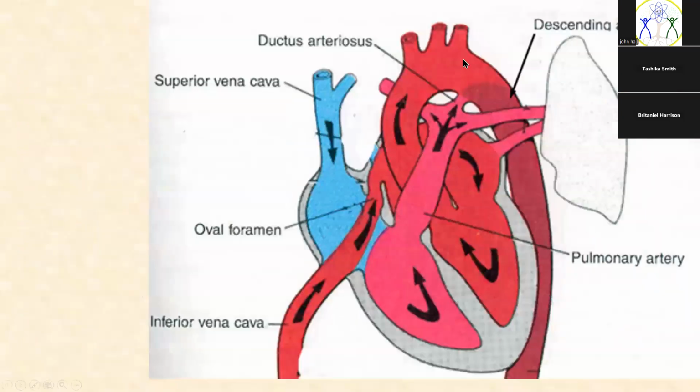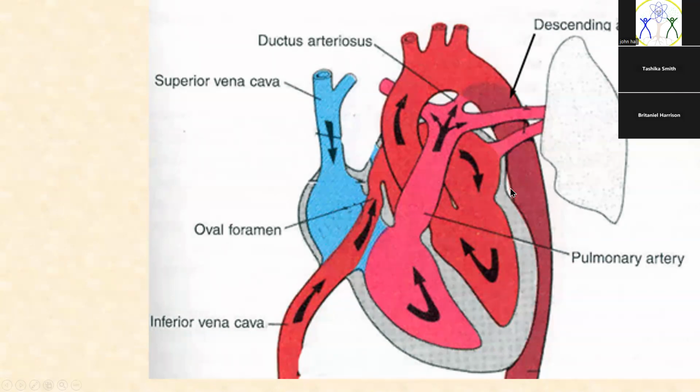The ductus arteriosus is right here. So this is the pulmonary artery, and it merges here with the aorta. What this means is that blood coming from the right side, the right ventricle, goes straight into the aorta. And of course, some of it does go to the lungs because the lungs will need oxygen too at this stage. But you will also see it's going straight into the aorta.